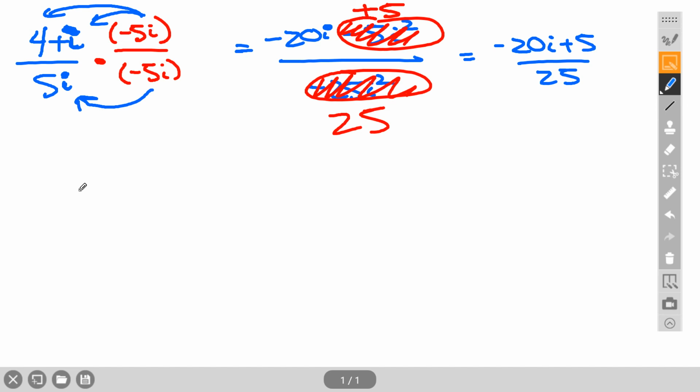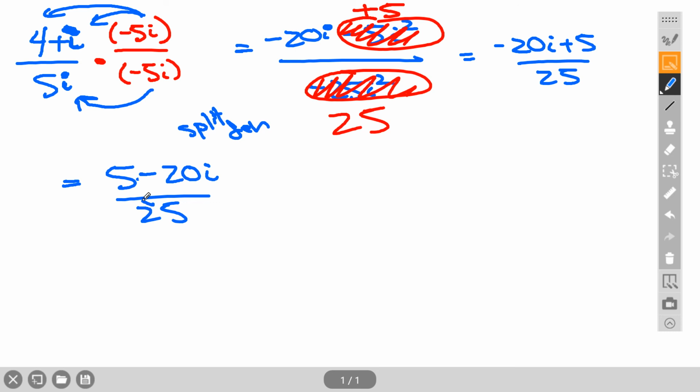Now I'm going to rewrite the numerator because the 5 should come first, and the 20i should come after. The real part should always come first, so it's 5 minus 20i over 25. Alright, so now the denominator is real. 25 is real.